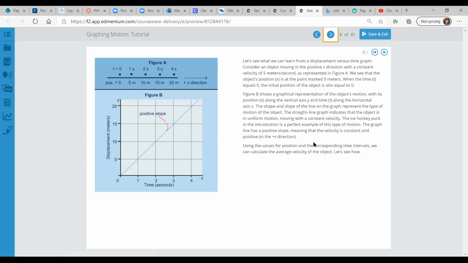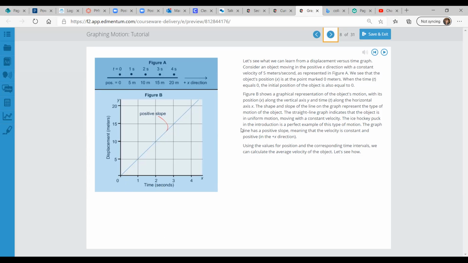Let's see what we can learn from a displacement versus time graph. Consider an object moving in the positive x direction with a constant velocity of 5 meters per second. So we see that the object's position, x, is at the point marked 0 meters. When the time equals 0, the initial position is equal to 0. This figure shows a representation of the object's motion.